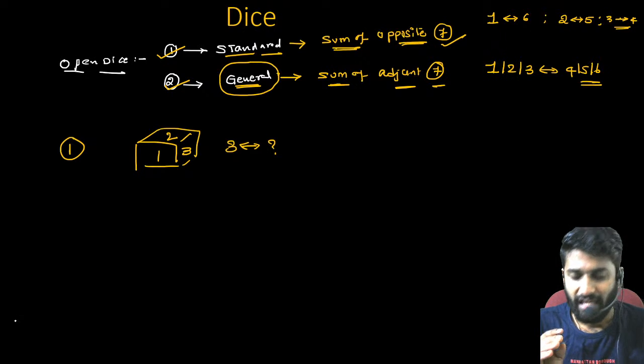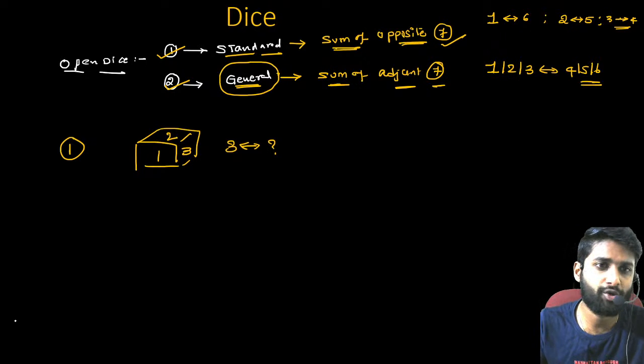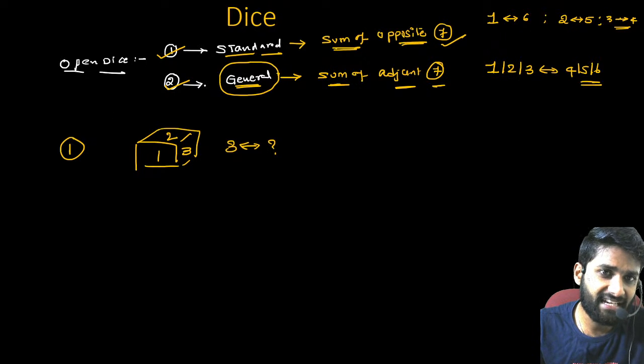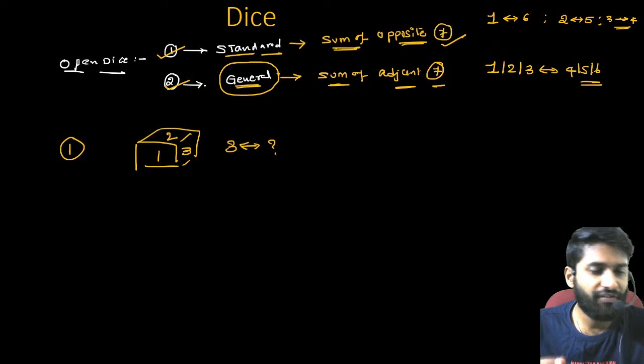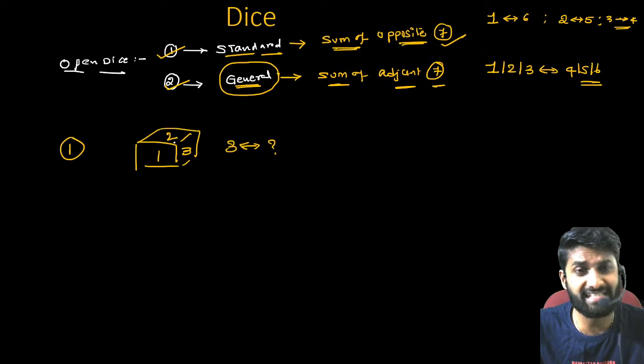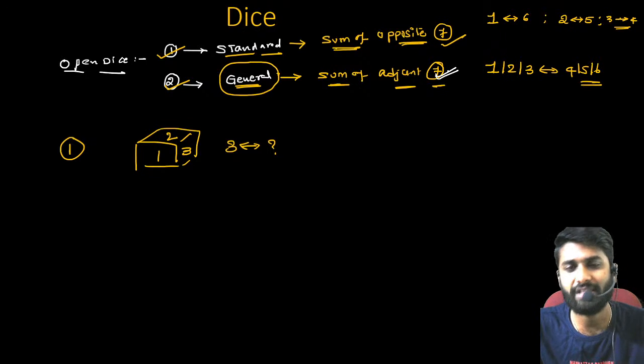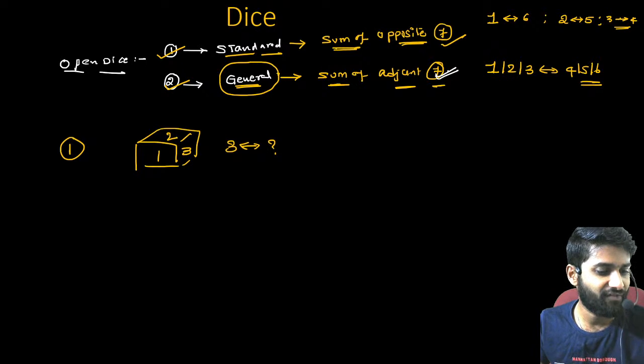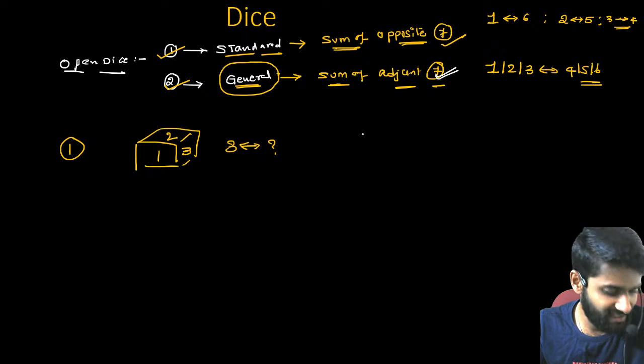First of all, if you want to say the opposite number of 3, don't say that it is 4, guys. First we need to identify whether it is a general die or a standard die. It is difficult to say the standard die, but it is easy to say the general die. Why? Because if you take any two adjacent faces and their sum becomes 7, that is related to a general die. Other than that, definitely that is a standard die.